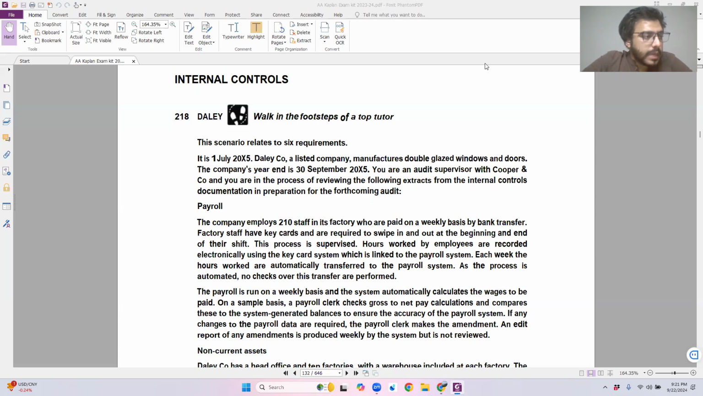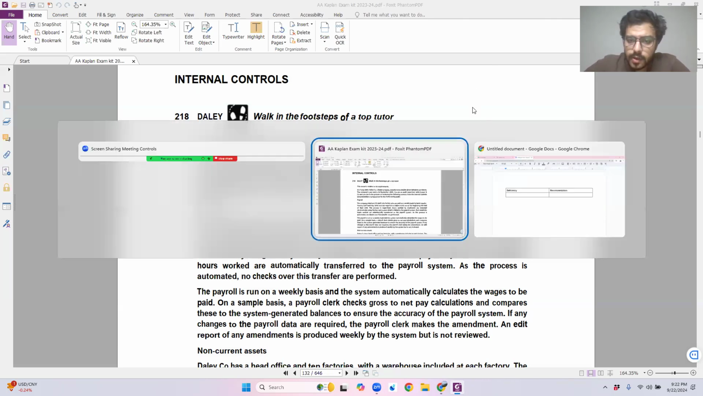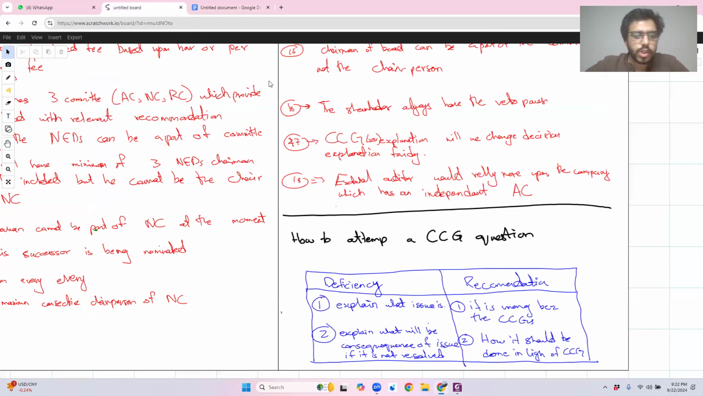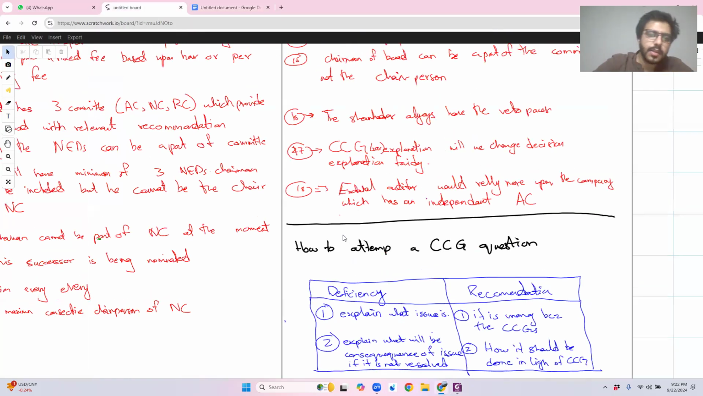If you remember clearly, in the previous lecture we completed the CCG, the Code of Corporate Governance. We have discussed many different factors about the Code of Corporate Governance, and today is the first time that we are going to do an F8 past paper question. If I go towards the notes, I told you how to do the question of CCG overall. What are the main points of CCG?